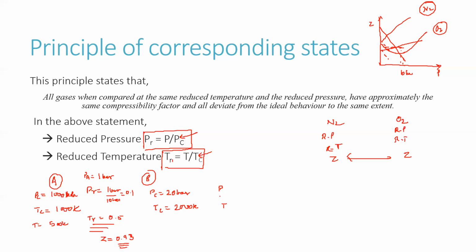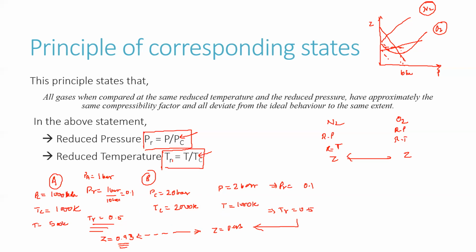Then at that particular pressure and temperature, you will get Z equals 0.93 for B as well. Suppose the reduced temperature is 0.5, so we can take T as 1000 Kelvin, and the reduced pressure is 0.1, so we can take P as 2 bar. Over here you'll get reduced pressure 0.1 and reduced temperature 0.5, so from here you can get the same compressibility factor as we got before.